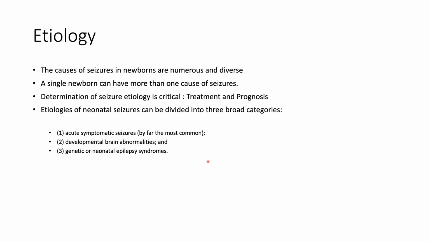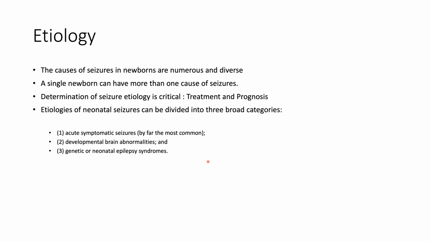For example, a child may have hypoglycemia as the most important and antecedent cause for seizures, but the child being preterm, having sepsis, having had intraventricular hemorrhage, all these may be additional risk factors which increase the risk or lower the threshold for seizures. So the etiologies can be divided into three broad categories. One is the acute symptomatic seizures, which we were talking about till date, right? Which is obviously the most common, accounting for more than 3/4 of the causes.